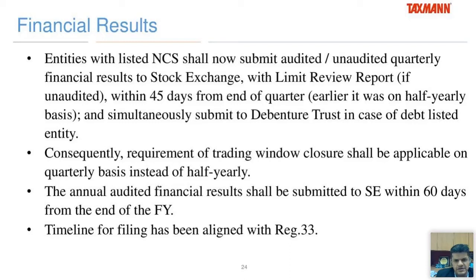Earlier, of course, it was half yearly. For debt listed entities, only half yearly results were required. Now it has been made stricter on a quarterly basis, and simultaneously submit it to the debenture trustee in case of debt listed entities. Consequently, the requirement of trading window closure shall be applicable on a quarterly basis instead of half yearly basis.